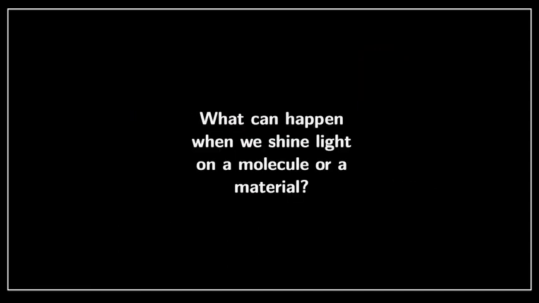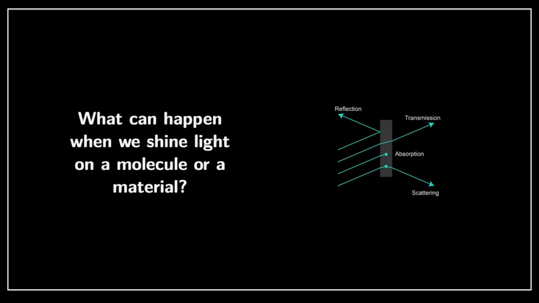So what can happen when we shine a light on a molecular material? Let's go back to some basics before we talk about Raman scattering. What can happen is something like this. You have a piece of material shown with the gray bar, and you have light coming in from the left. Of course you can have reflection. This is not something we're interested in. You can have transmission. This is not something we are interested in either.